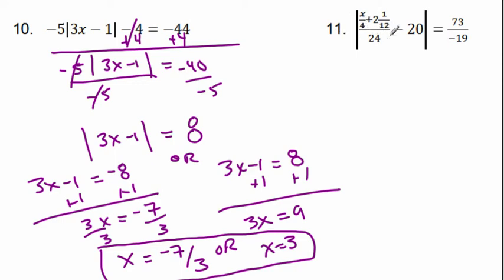This one's tough, but the absolute value is by itself and it equals a negative number, so we just write no solution. Whew, that was crazy. Let's go to the calculator real quick.